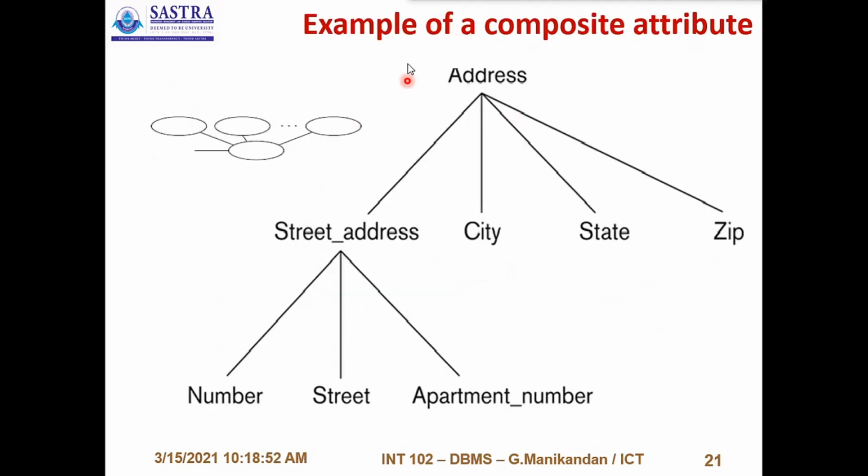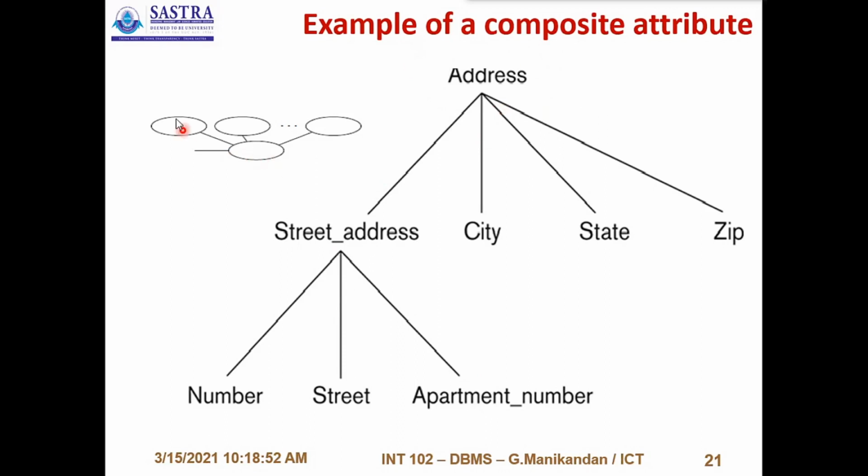See here, address. So what are the components for this address? Street address, city, state, and zip. So now again, this address is a combination of these four components. Again, what you can do? You can decompose this street address as a number, street name, and the apartment name. So your address is an example for your composite attribute.